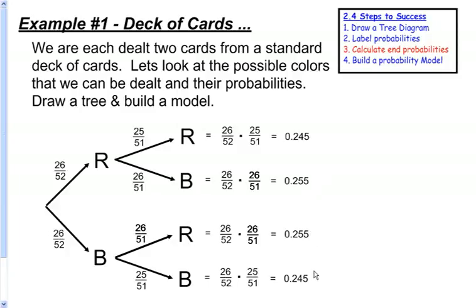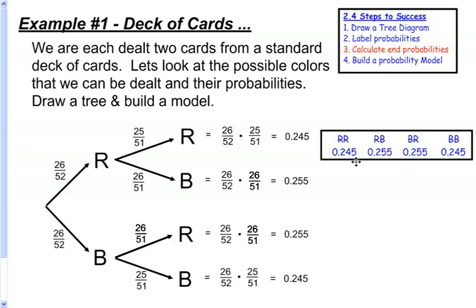And when we're done with multiplying through, then our next step is to build a probability model, to list off what are all the outcomes and what are their probabilities. Okay, so the outcomes in this case are red, red. That probability is 0.245. It's this one right here. Another outcome is I get a red then a black. That probability is 0.255. That's this one right here. Another outcome is black then red. That probability is 0.255. That's this one here. That's black, red. And the probability that I get two blacks, black, black, is this one right here, 0.245.